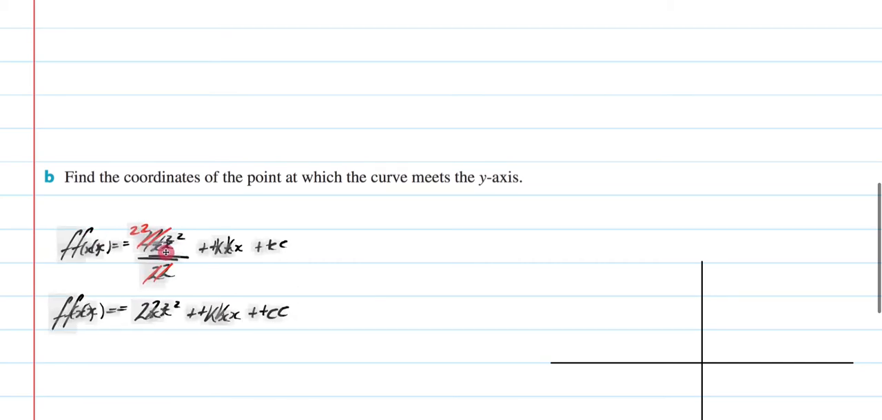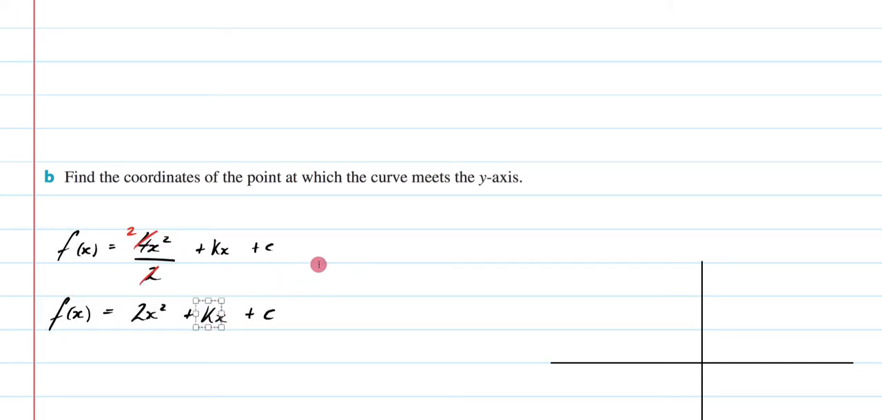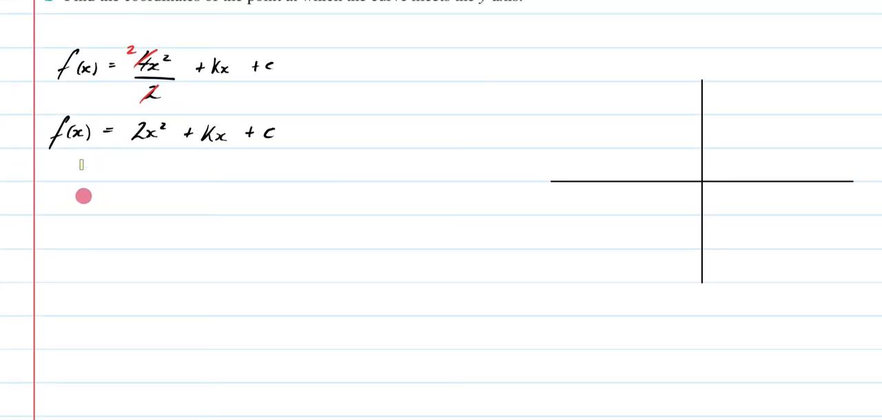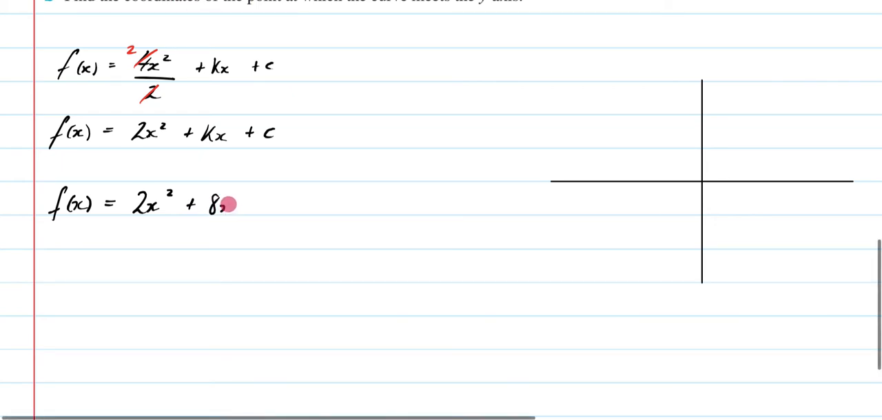And we now know what k is going to be. K is going to be 8. So that means I can rewrite this as f of x is going to be 2x squared plus 8x plus c. Now, before we can find what the y-intercept is going to be, we're going to have to solve for c.